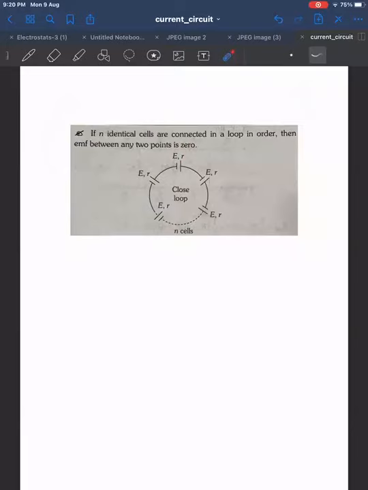So, sir, it won't matter if between the 2 points they've given, there are 3 or 4 cells in between? Still the EMF will be zero between the 2 points. Yes, yes, provided they form a loop. Okay.